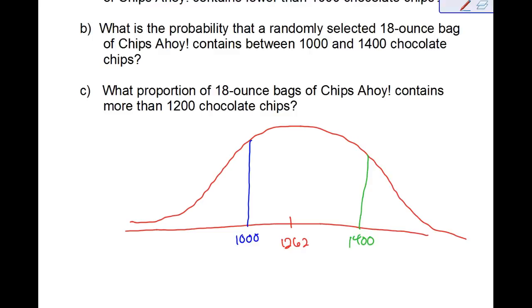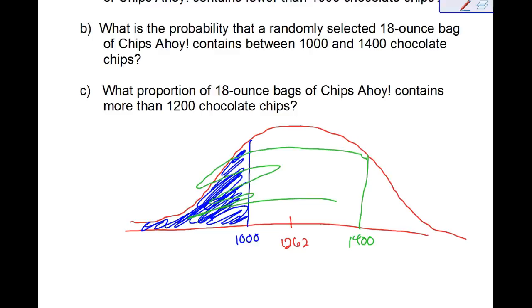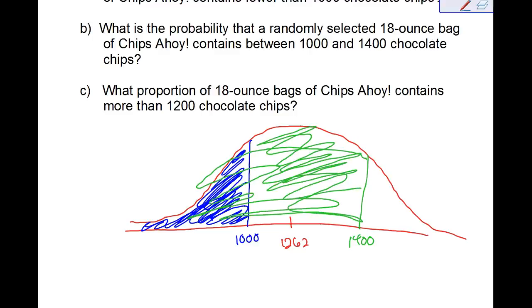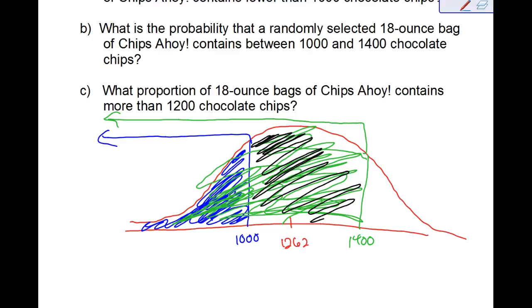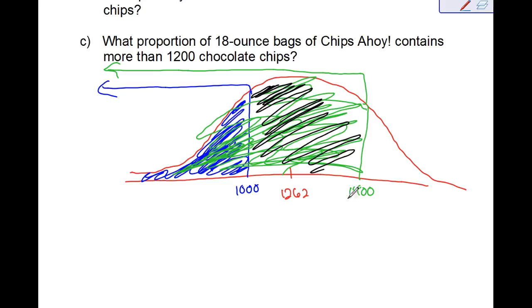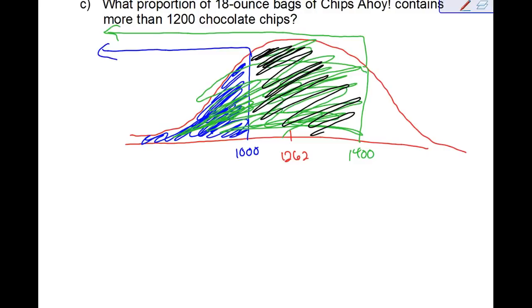Here's my 1,400. Recall that our table only gives us to the left, so this one, once I get the z-score, is going to give me over here. Where I get the z-score of the 1,400, it's going to give me all of this plus all of this. So it's going to give me everything over here. This one is going to give me this. I only want in here. So since I want between, I've got to do the subtraction. First things first, though, I got to find the z-score for both of them.